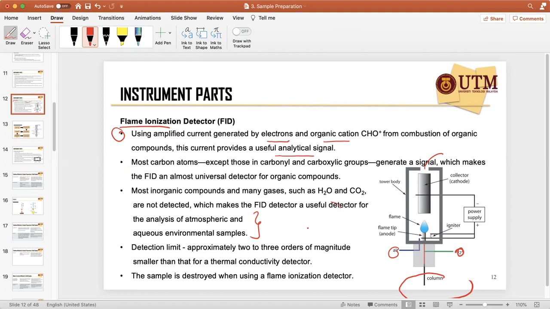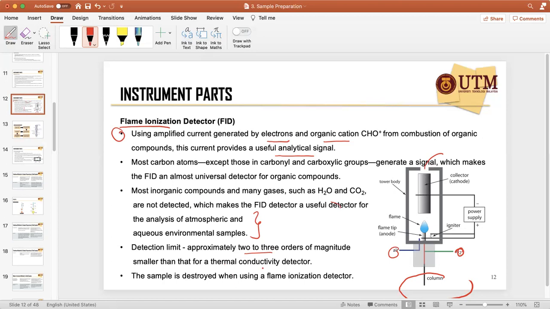The objective of this course lah, apa yang kita harapkan output dia. Right. So the detection limit is approximately 2 to 3 orders of magnitude smaller than that for thermal conductivity detector. Okay, the detection limit is much smaller than 2 to 3 orders of magnitude lah, maksudnya for thermal conductivity detector, you would achieve a much higher order of magnitude.